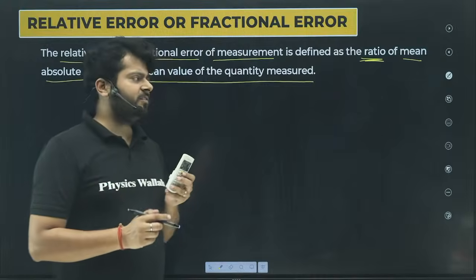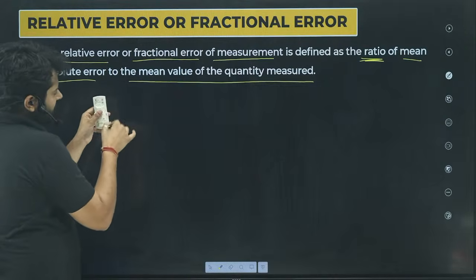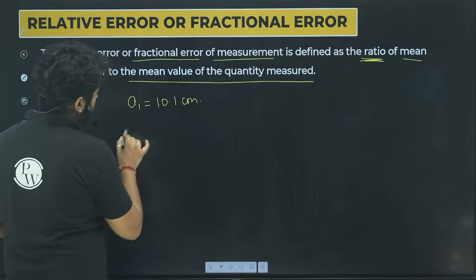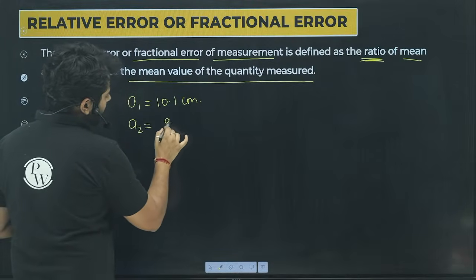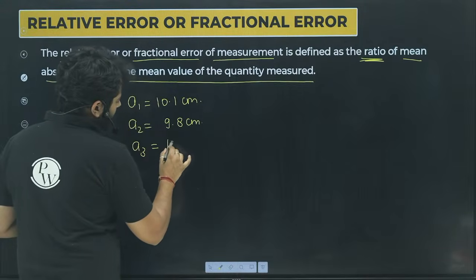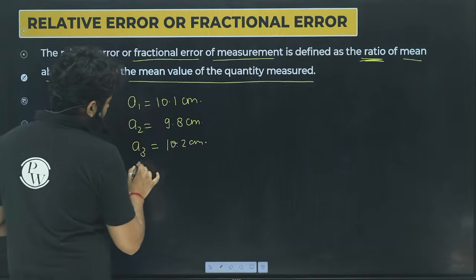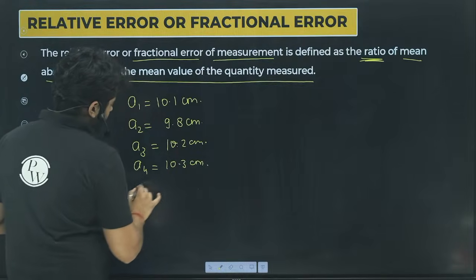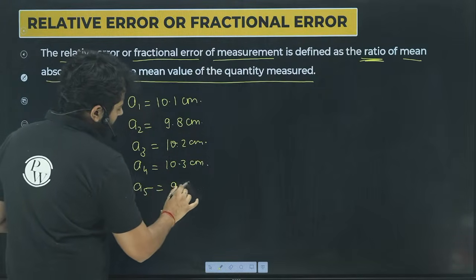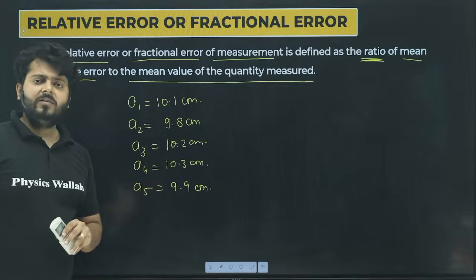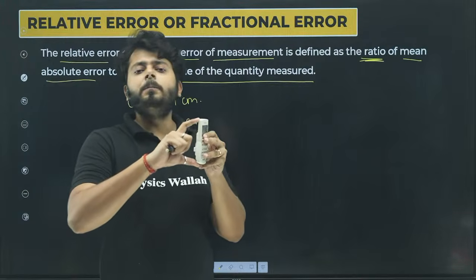Let's say that 4 kids are measuring it. First kid measures this remote and says it is 10.1 centimeter long. Second kid says it is 9.8 centimeter long. Third kid says 10.2 centimeter long. Fourth kid says 10.3 centimeter long. Fifth kid says 9.9 centimeter long, right? All these kids are giving different values. So what will be the true value?